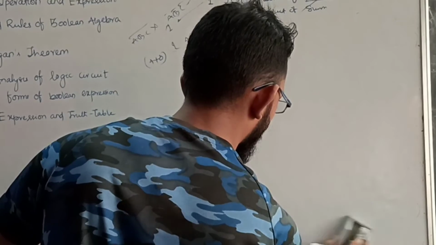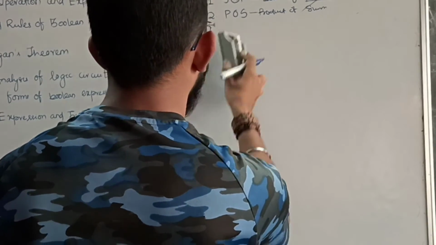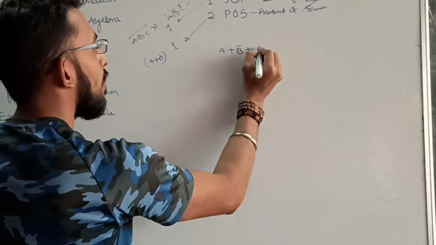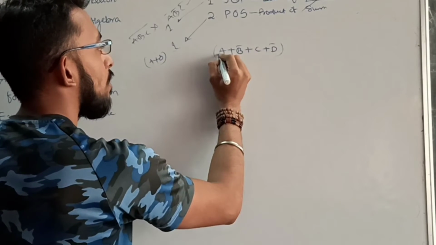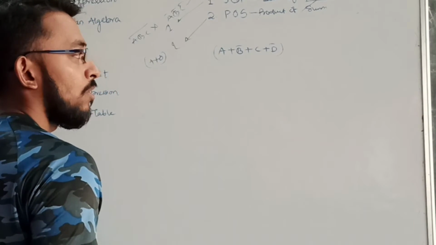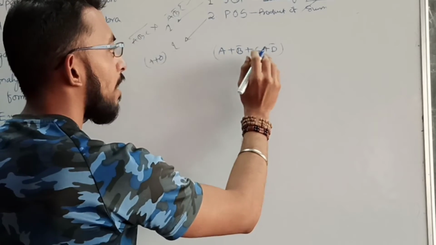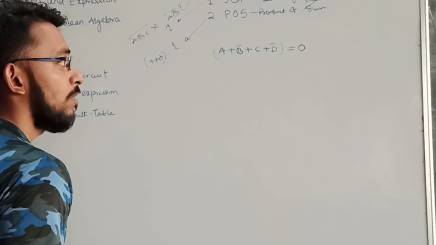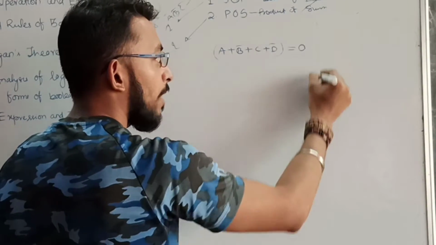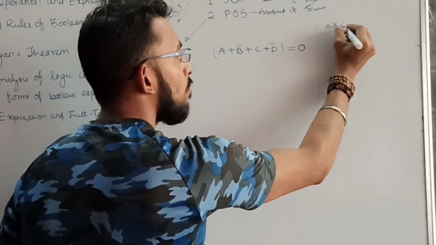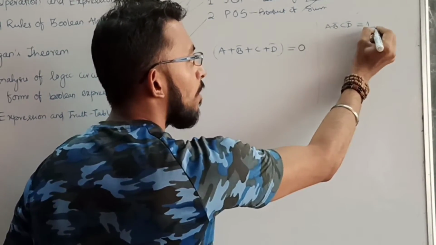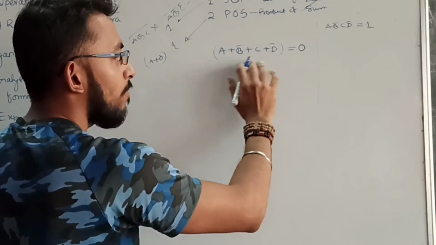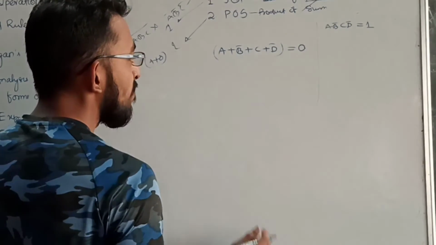Now we'll see how to represent our product term into binary. Let's say I have A plus B bar plus C plus D bar. You have to check for what values of A, B, C, D this output is going to give me a value 0. Compare this with the previous case. Previously we assumed for what value of A, B, C, D the output will give me value 1. And for product of sum, we are seeking for what value of A, B, C, D this output will give me value 0.